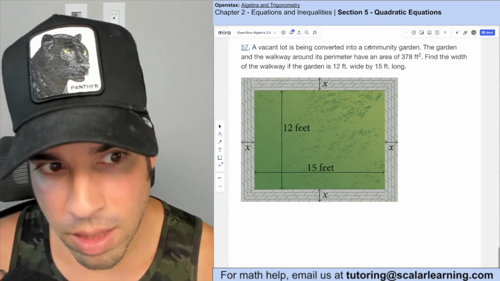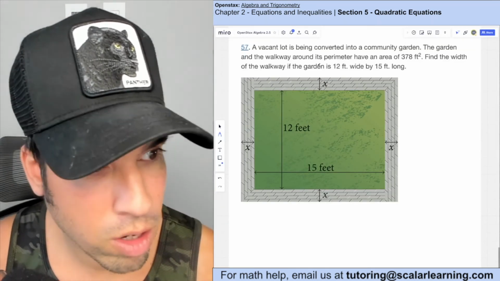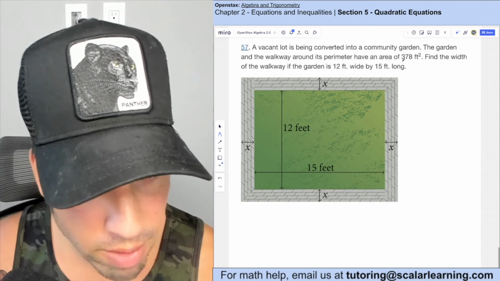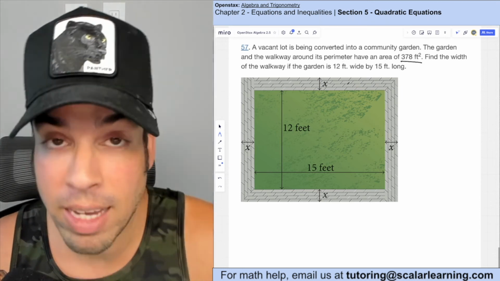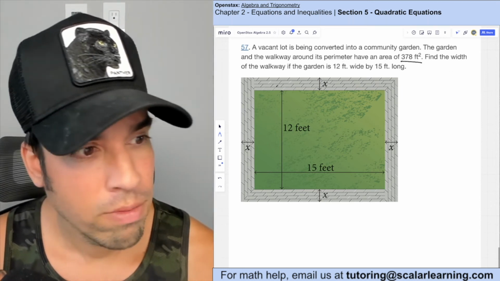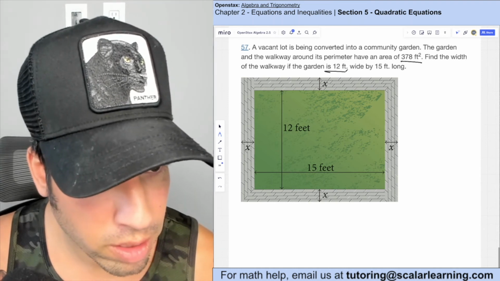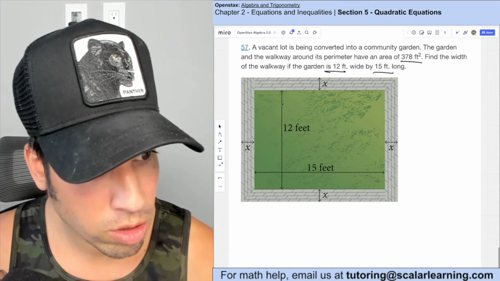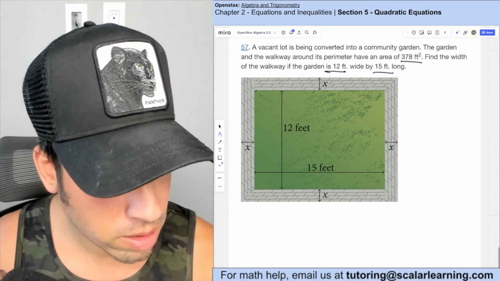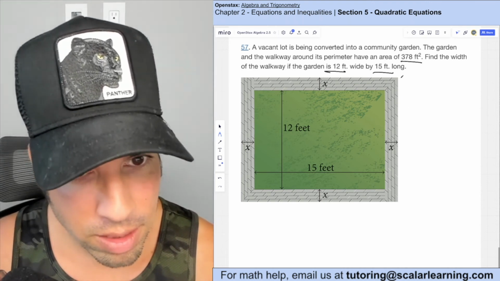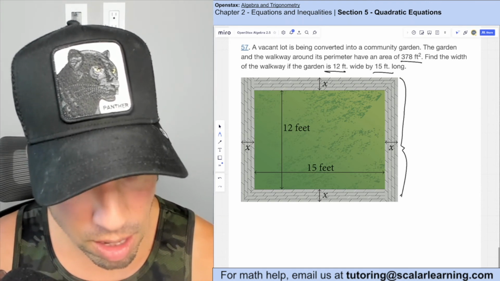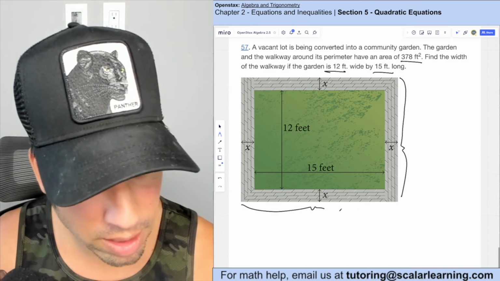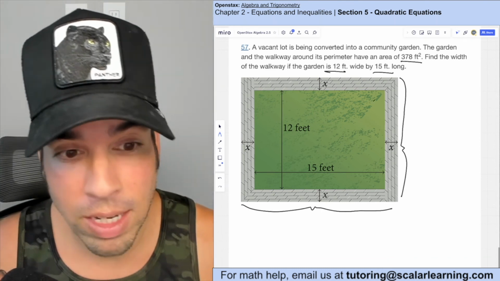Done. A vacant lot is being converted into a community garden. The garden and the walkway and its perimeter have an area of 378. That means everything total. Find the width of the walkway if the garden is 12 feet wide by 15 feet long. They're saying this entire width times this entire length is going to be 378. So let's set that up.